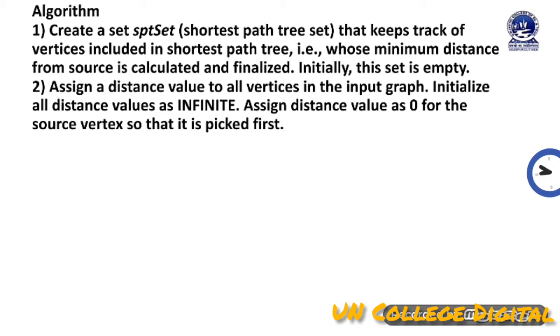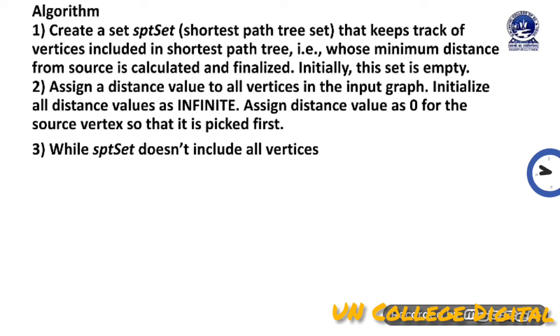Then the second step is to assign a distance value to all vertices in the input graph. Initialize all distance values as infinite. Assign distance value as 0 for the source vertex so that it is picked first. So first of all, we create a tree set which will be our output set, and in the second step we initialize all distance values as infinity, and the distance value for the source vertex is initialized as 0, and we will choose this one.